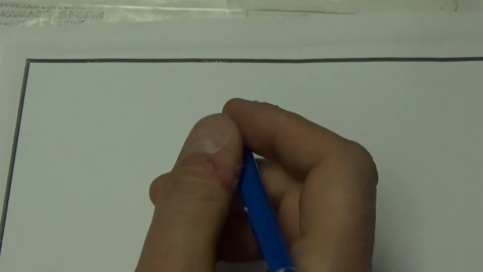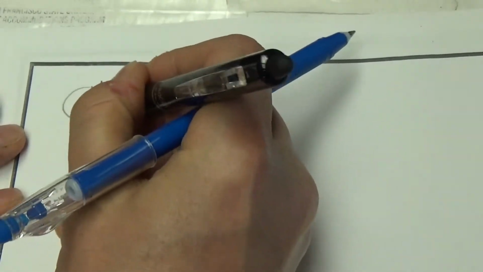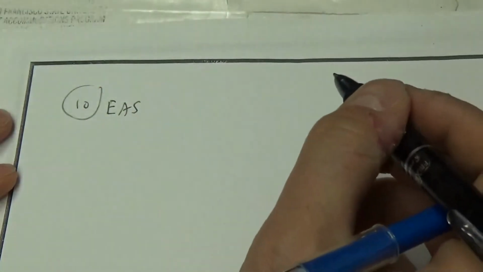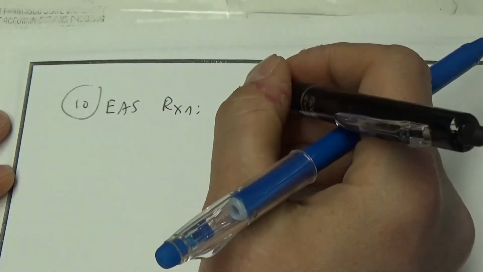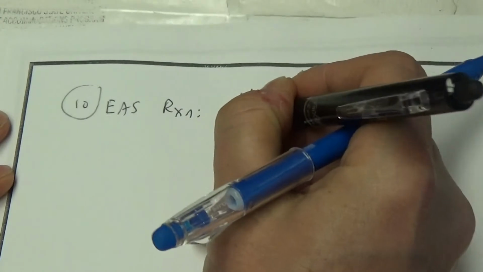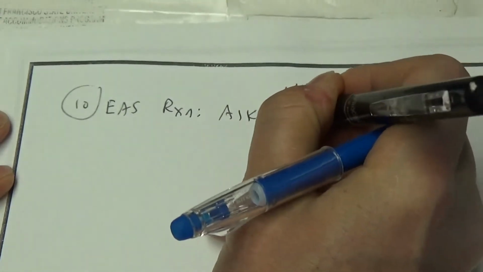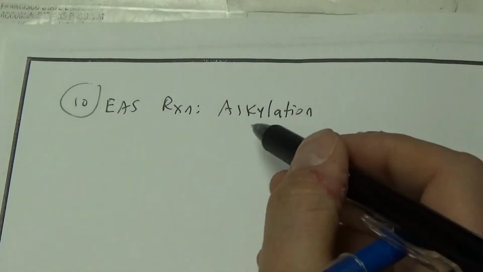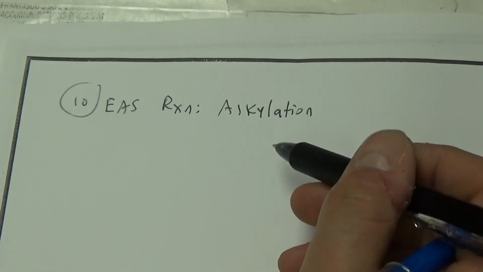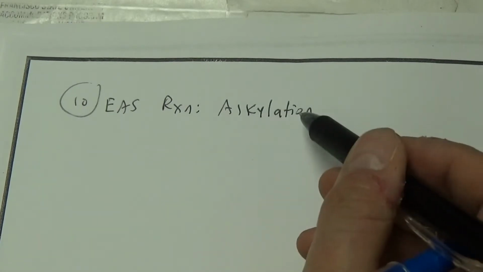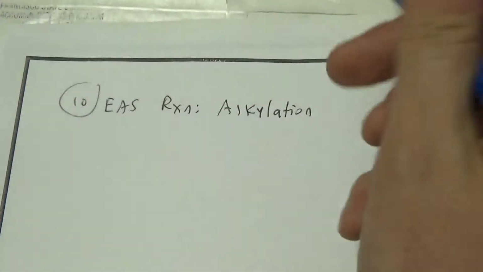Okay, so far we've done chlorination, bromination, nitration, and sulfonation. Let's keep going. Next reaction, next EAS reaction, because they're all EAS reactions. We all have a similar kind of mechanism. It's called alkylation. Alkylation. What do you think that does? Alkylation of a benzene. Maybe it attaches an alkyl group, right? That's exactly what it does.